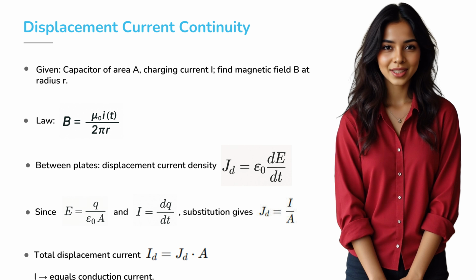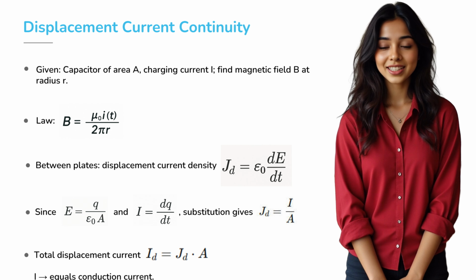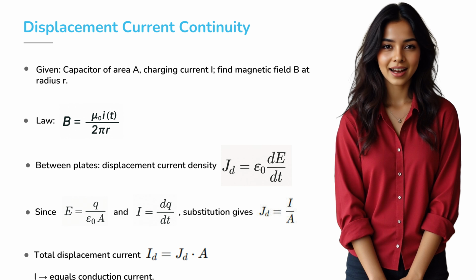Let's dig deeper with a worked example. Imagine a capacitor of plate area A being charged by a current I. What's the displacement current between its plates? Step 1. From Ampere's law, we already know B multiplied by 2 pi r equals mu naught times I. So, B equals mu naught times I divided by 2 pi r.